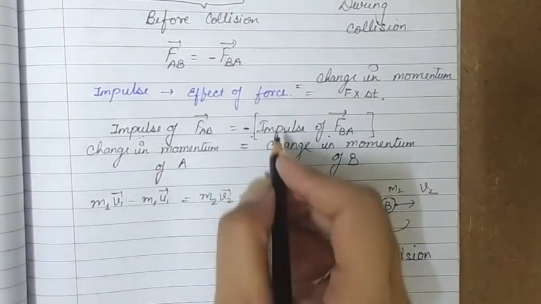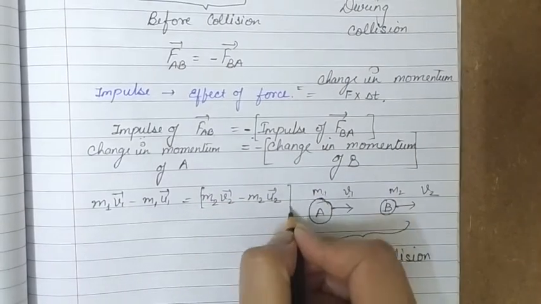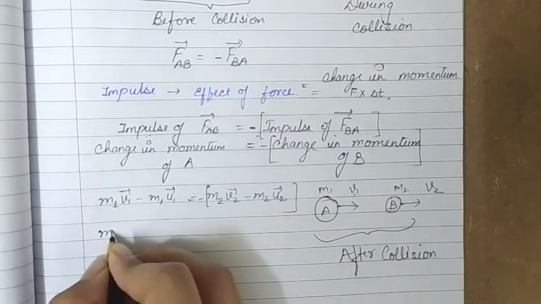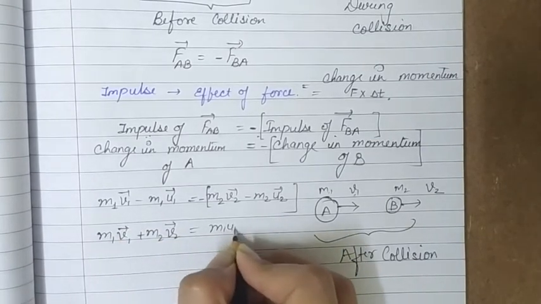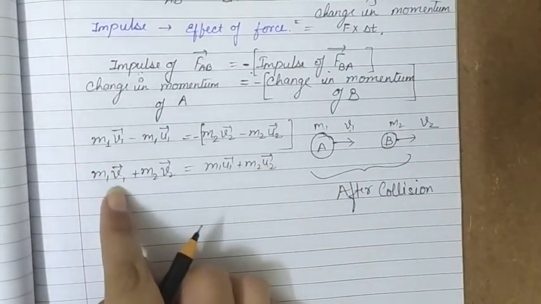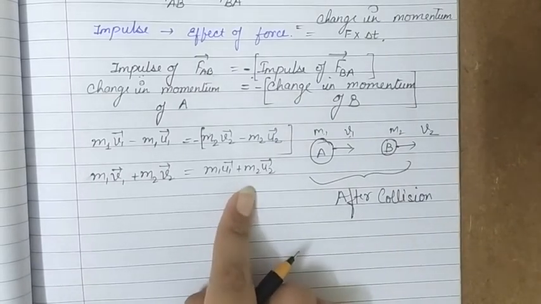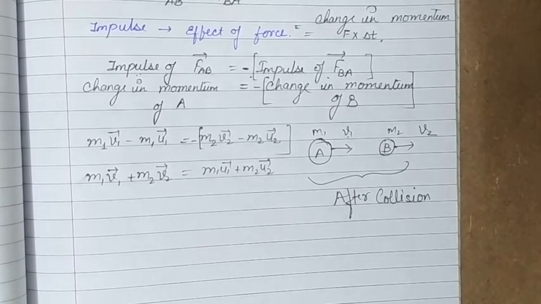Similarly, change in momentum of A is equal to the negative change in momentum of B. Again we write a negative sign here to show that the change is equal in magnitude but in opposite direction. On rearranging these quantities, we get m1 v1 plus m2 v2 vector is equal to m1 u1 vector plus m2 u2 vector. This shows that total linear momentum after collision is equal to the total linear momentum before collision. Since total linear momentum after and before collision is the same, this proves the law of conservation of linear momentum, that is, momentum remains constant.